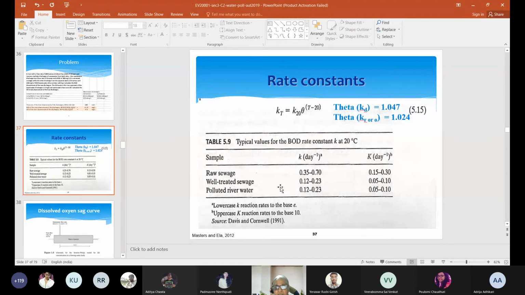Another thing that you can keep in mind is that raw sewage, which has large amounts of biodegradable matter, has high K values, 0.35 to 0.7. After treatment, the K value falls because the biodegradable part has been removed during wastewater treatment. And polluted river water, for the same reason, because whatever degradation has happened has already happened, after a period of time you will find similar K values. So that is about these K values.